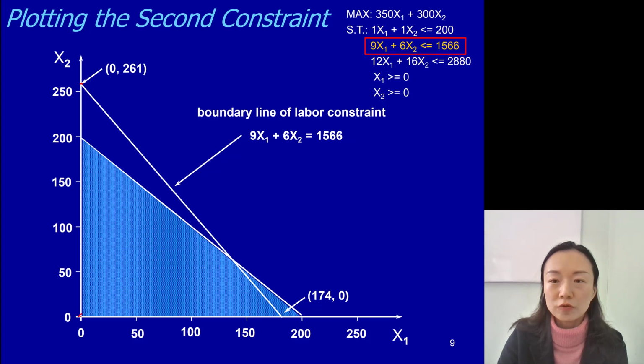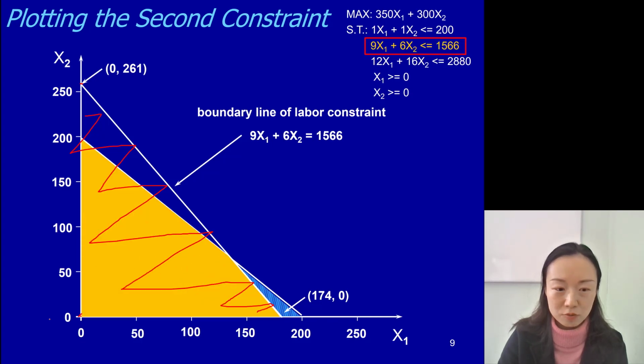Similarly, we find the area that represents 9x1 plus 6x2 less than or equal to 1566. We would shade the area under this line here. Because our feasible region should satisfy all the constraints, and we've already got the feasible region for the first constraint, which is shaded in blue here, adding this additional constraint gives us the area that overlaps. This red one overlaps with this blue one, which gives us this area.